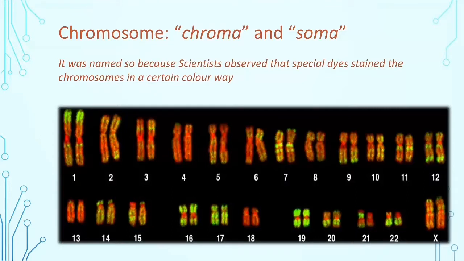Now at first we will have to know what the word chromosome means. The word chromosome has been derived from the Greek terms chroma and soma, where chroma means color and soma means body, which means that a chromosome is a colored body. It was named so because scientists observed that special dyes stain the chromosome in a certain colored way. As a result of that, it was named chromosome.